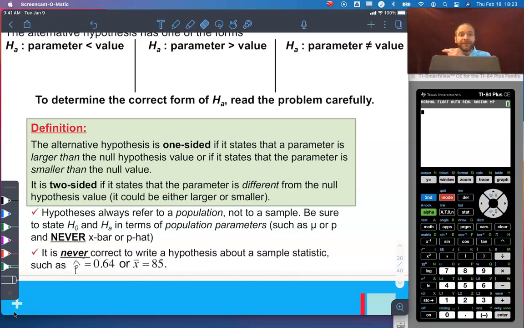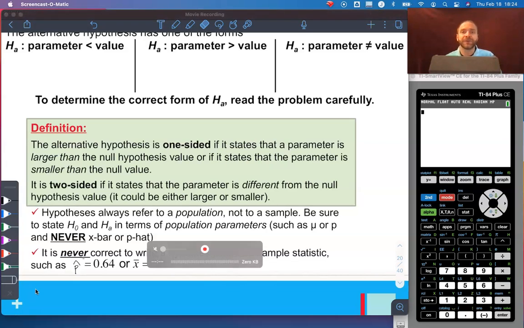Again, we're going to keep these areas, and I want you to sketch a normal distribution. Don't shade them in yet, and we'll look at that when we go through. A hypothesis always refers to a population, never a sample. Do not write hypotheses with p hat or with x bar. Those are quick ones to eliminate on a multiple choice test. Be sure to state your alternative and your null hypothesis with population parameters, p or mu, never x bar or p hat.